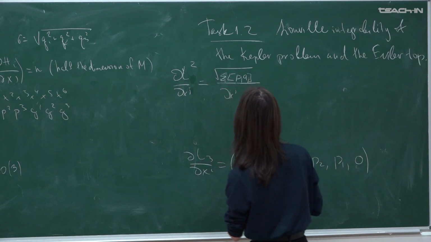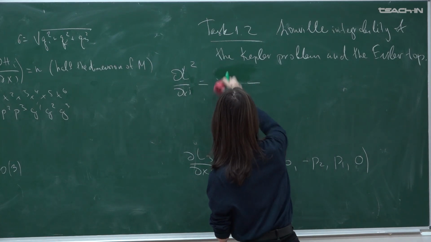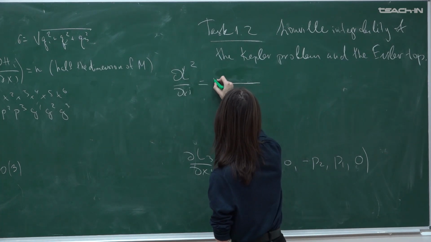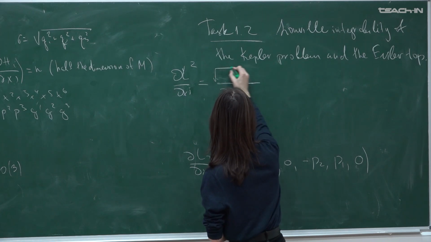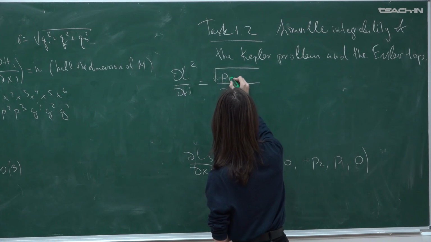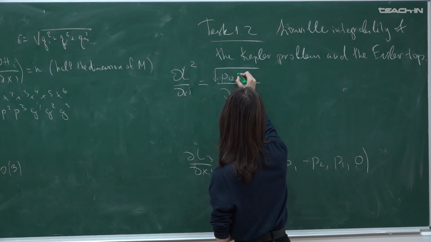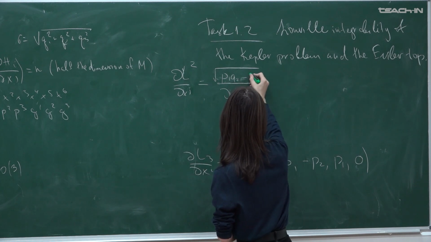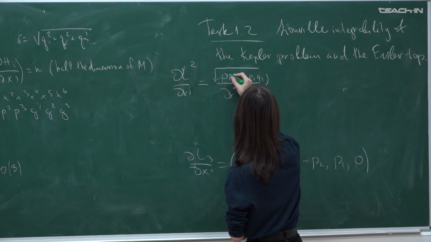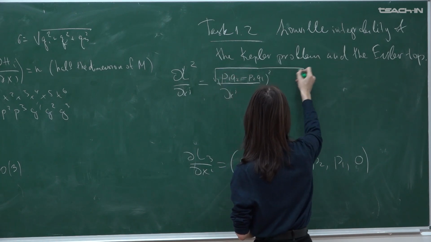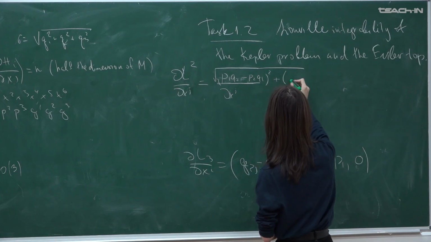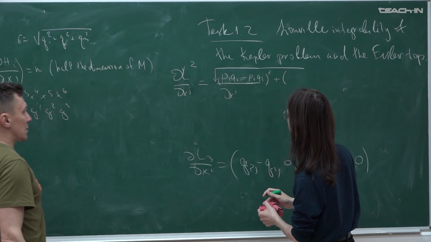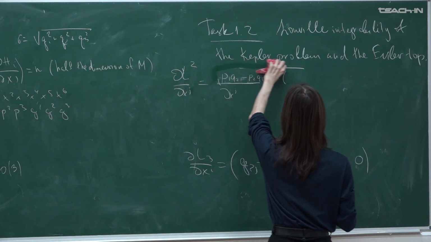No, this is not correct. I think the only way is to write all components in coordinates and try to understand how to gather all terms. Minus P2 Q1 square. Why is there a square root? I think it's just, yes, it's polynomial.